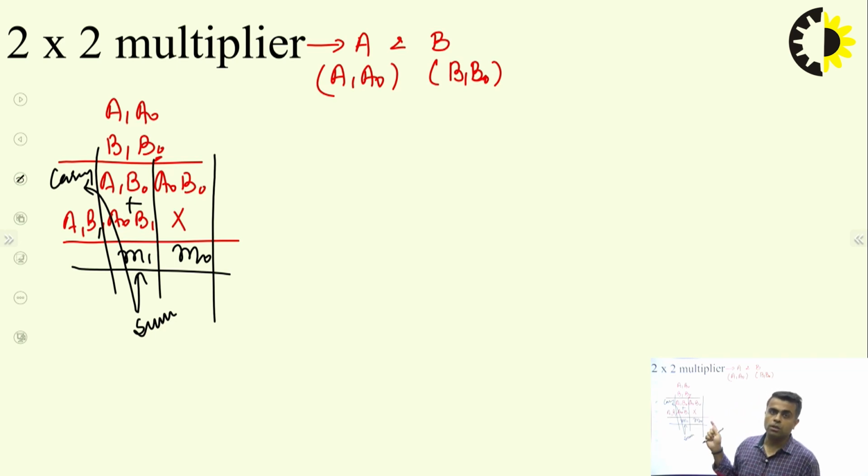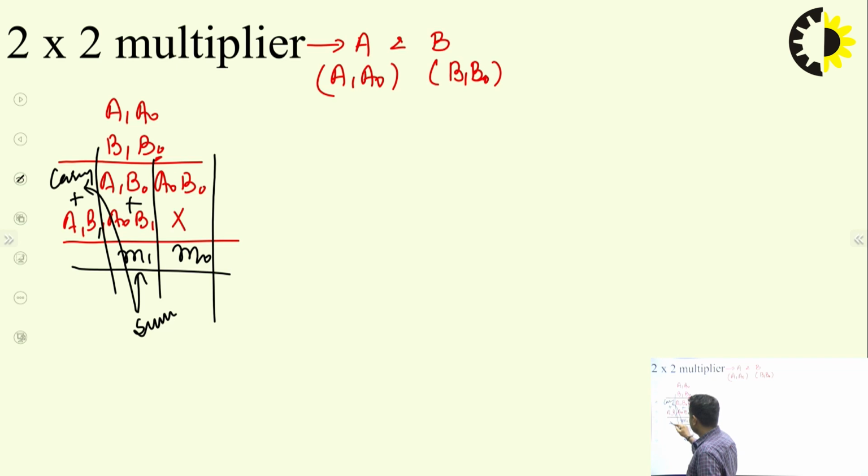This is not logical addition. If it had been logical addition, then A1 B naught and A naught B1 could simply be added using an OR gate, but this is arithmetic addition. So to perform arithmetic addition, I will require an adder, not an OR gate. Similarly, here I need to add this carry and A1 B1. Again, I will require another adder.